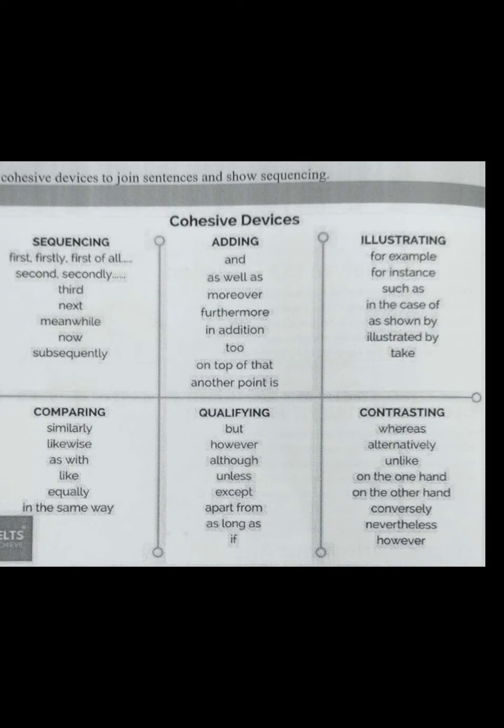Okay, so you want to tell that the other is better, or it is a better idea to do something else. Okay, and then contrasting is where you want to show some contrast. So whereas, alternatively, unlike, on the other hand, conversely, nevertheless, and however. So you can use all of these cohesive devices when you are connecting sentences, connecting ideas, or starting your sentences.